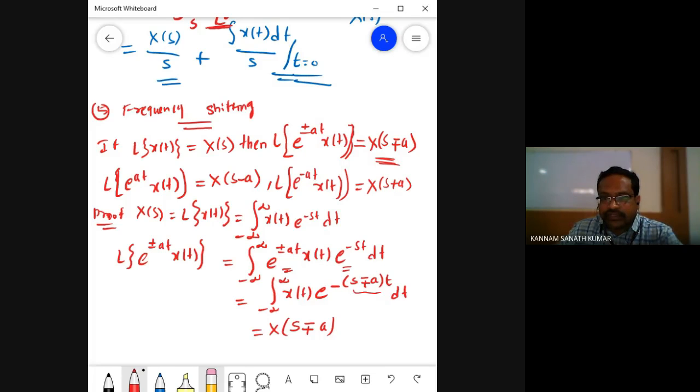So that means the Laplace transform of e power plus or minus at into x of t equals x of s minus plus a. Understood? Is it okay?